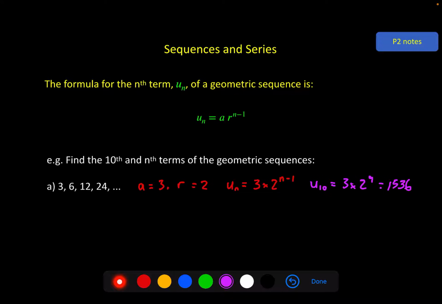There might be times that you're allowed to leave that in index form, but if the number isn't too ridiculously big, usually you'll be asked to put it in just a normal format.